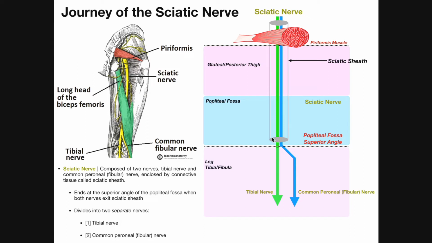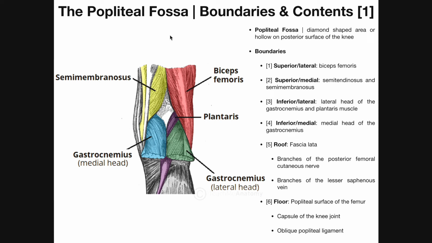But once the sciatic nerve reaches the superior angle of the popliteal fossa, the sciatic sheath terminates, and both of these portions of the sciatic nerve bifurcate, or they separate, into two respective nerves. That is the tibial nerve and the common fibular or common peroneal nerve. Now they're separate nerves.